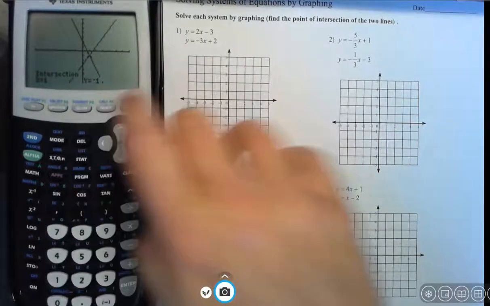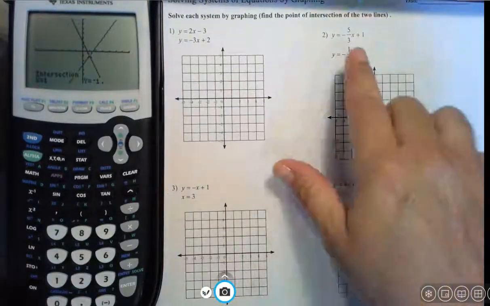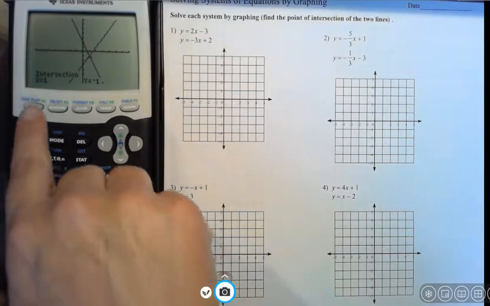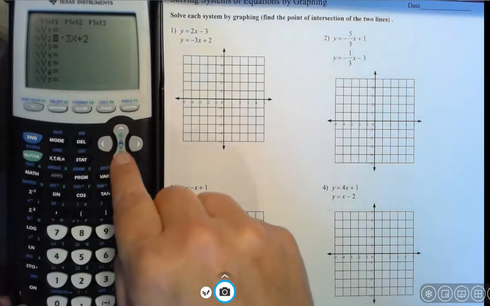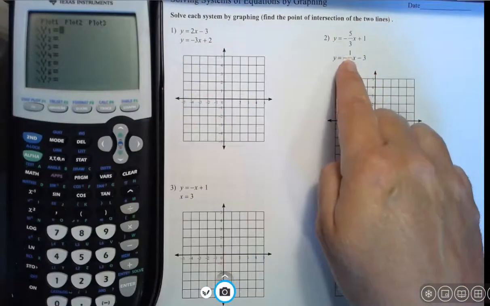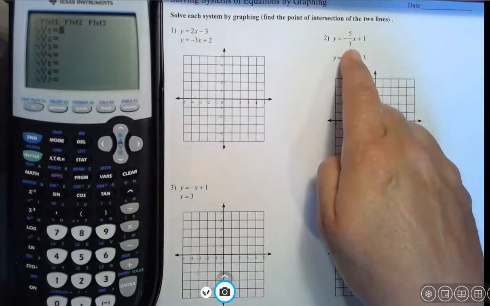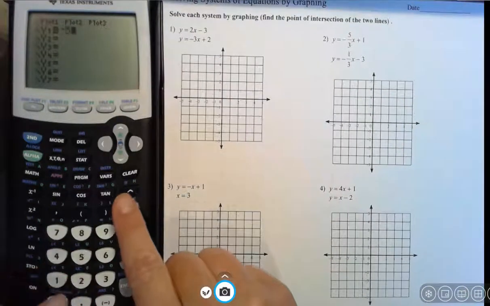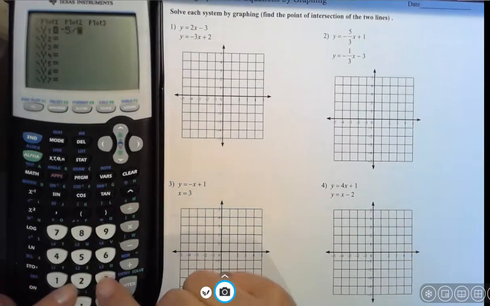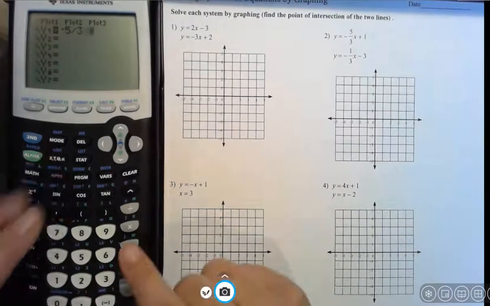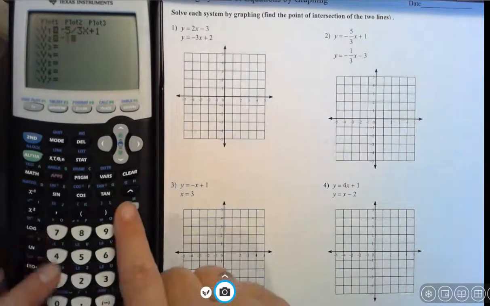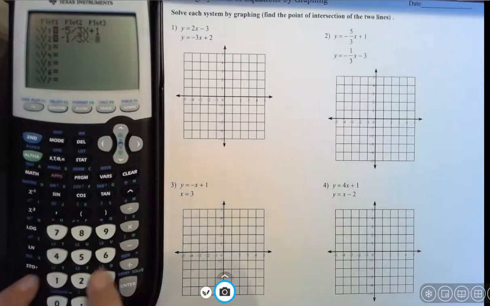Pretty cool, huh? Now, I wanted to go ahead and clear those out, and I wanted to show you how you would enter a fraction into our graphing calculator. And it's really simple. Many students don't think of fractions as a division situation, but it really is a division sign. So, all right, we have our -5/3, so we're going to go -5, and I'm going to use the divide sign. Okay, -5/3 x plus 1. Okay, and then -1 divided by 3 x minus 3.